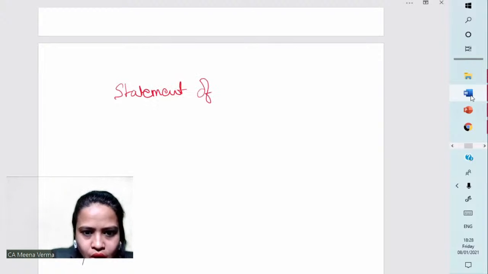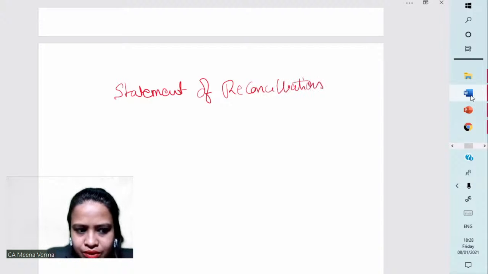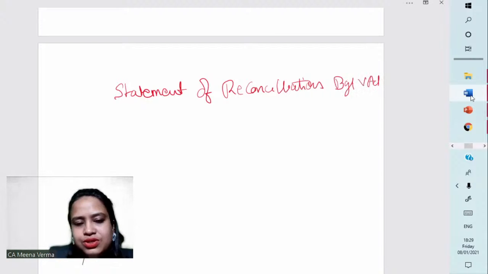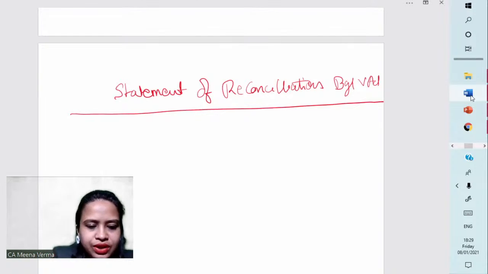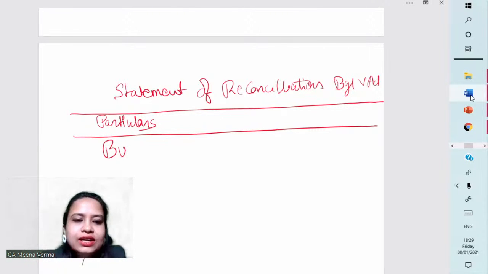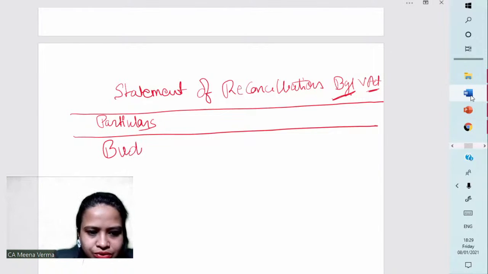Statement of reconciliation, budgeted versus actual. So we have particulars. Since we have to prepare a reconciliation between budget and actual, we will first consider the budgeted profit.